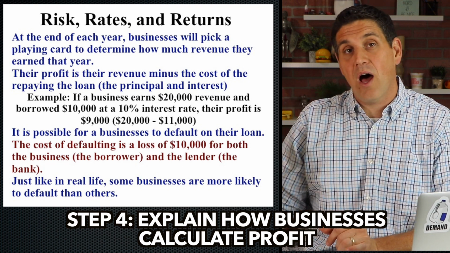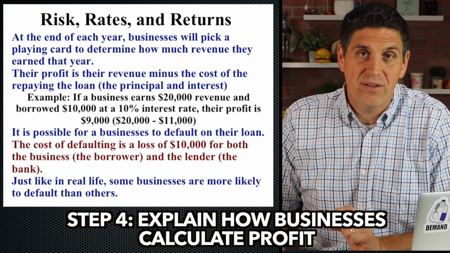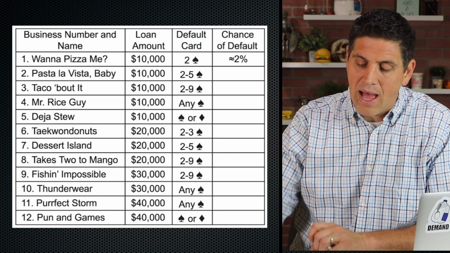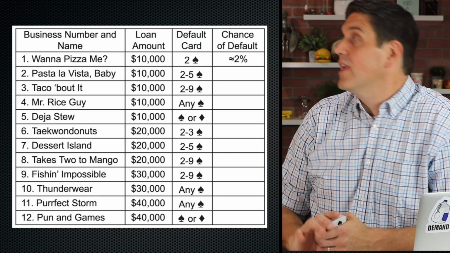It's also a $10,000 loss for the bank. So the bank is going to be out $10,000 as well. Again, I know this is not very realistic, because the amount of the loss from a defaulted loan depends on how much you borrowed. Again, we're going to keep it really simple. What you have your students do right now, have them calculate the chance of default for each one of these.